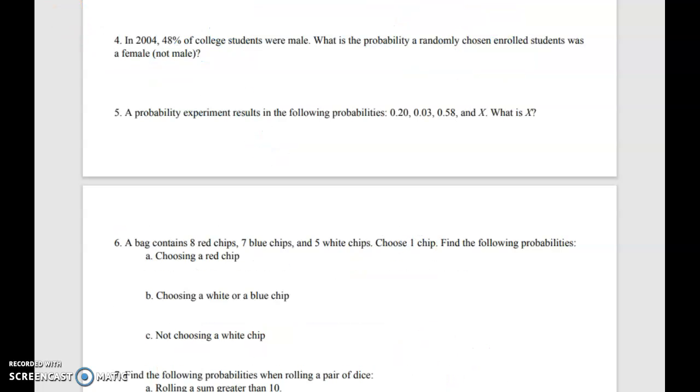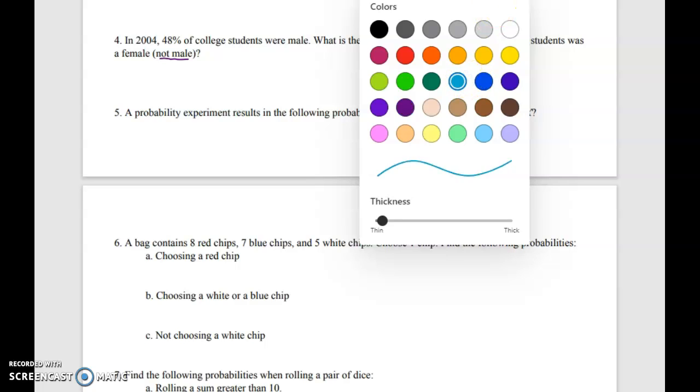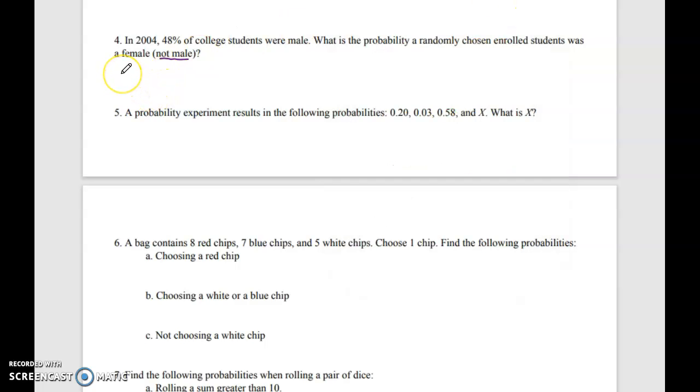All right, let's continue on in the practice quiz here, the quiz review. We have this question. In 2004, 48% of college students were male. What's the probability a randomly chosen enrolled student was a female, meaning not male? So this is a complement rule. So with that complement rule, it's 1 minus the probability it is a male. So for female, I'm going to do 1 minus that 48% or 0.48. So 1 minus 0.48, well, that gives me 0.52. So 0.52 is the probability I pick a female college student in 2004.